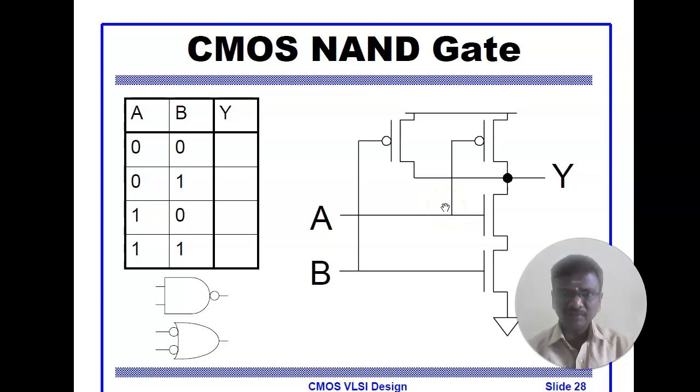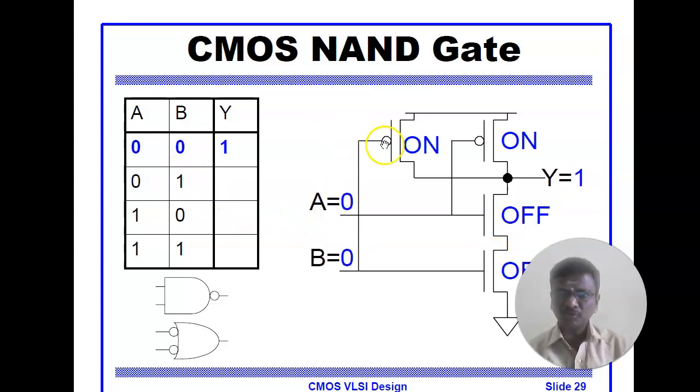So here the combination of two transistors, two PMOS transistors and two NMOS transistors, are used. The two PMOS transistors are connected in parallel and the two NMOS transistors are connected in series. Okay, now by applying input to this combination, we will see what will happen.